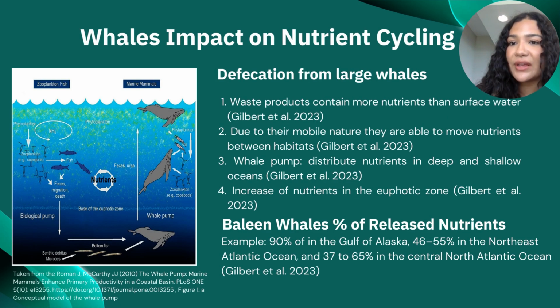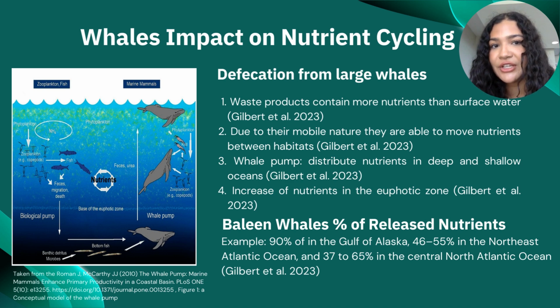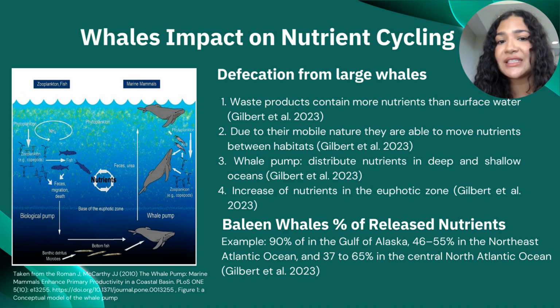I will be talking about whales' impact on the nutrient cycle. Large whales contribute to the ocean's nutrient cycle through defecation. In the article titled Composition of Cetacean Communities Worldwide Shapes Their Contribution to Ocean Nutrient Cycling, the authors provide four main ways in which their waste contributes to the nutrient cycle. Waste products from whales contain more nutrients than surface water, and due to their mobile nature, they're able to move nutrients between habitats. As whales surface for air, the waste that they release spreads to the euphotic zone. And here, primary producers use nutrients such as nitrogen, phosphorus, and iron, which are essential for phytoplankton growth.